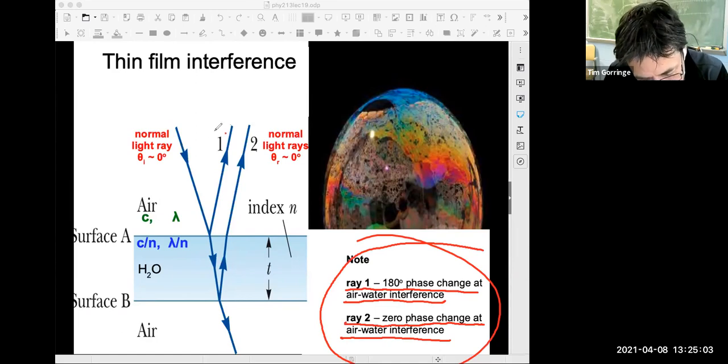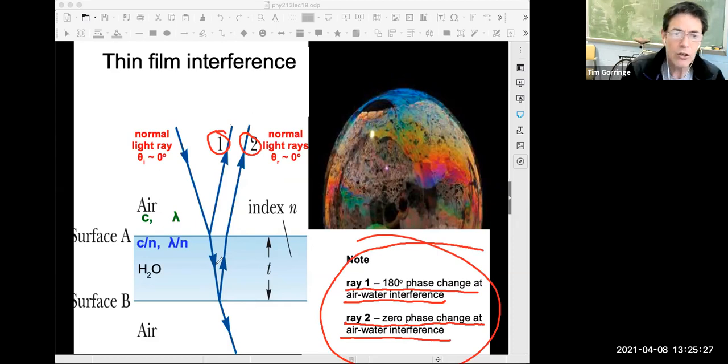And so light rays 1 and 2 can have different phases for two different reasons. One is the presence or absence of this phase change, this 180 degree or zero phase change on the reflection. The second is the extra path taken by ray number 2 compared to ray number 1. Now you can put all those things together: the phase change or no phase change on reflection, depending on whether you're going from higher to lower or lower to higher refractive index, and the fact that the second wave travels twice the thickness of the film further than the first ray. So let's put all those pieces together.